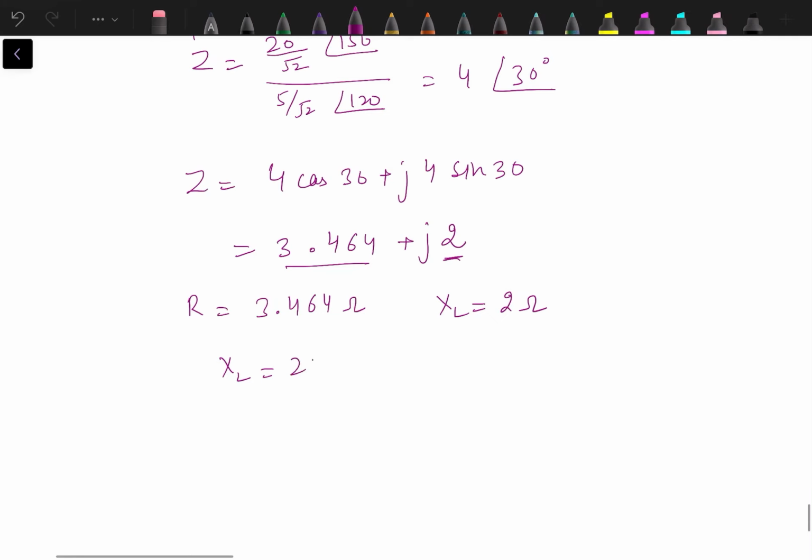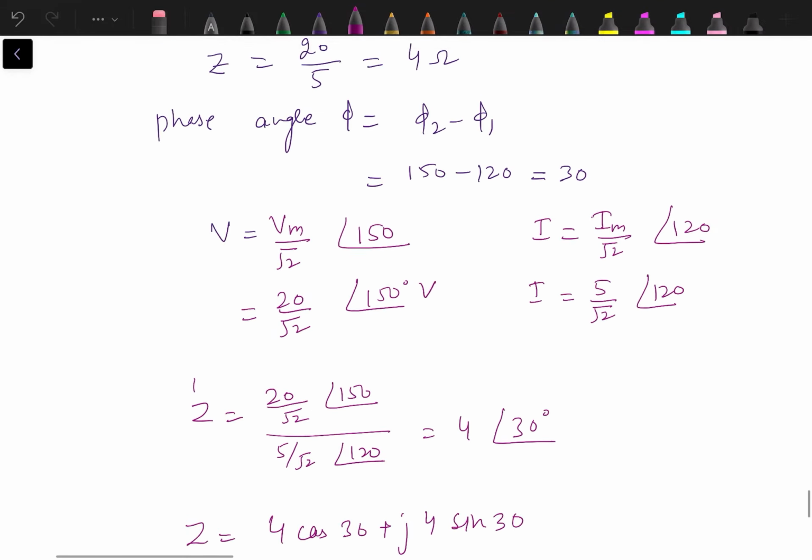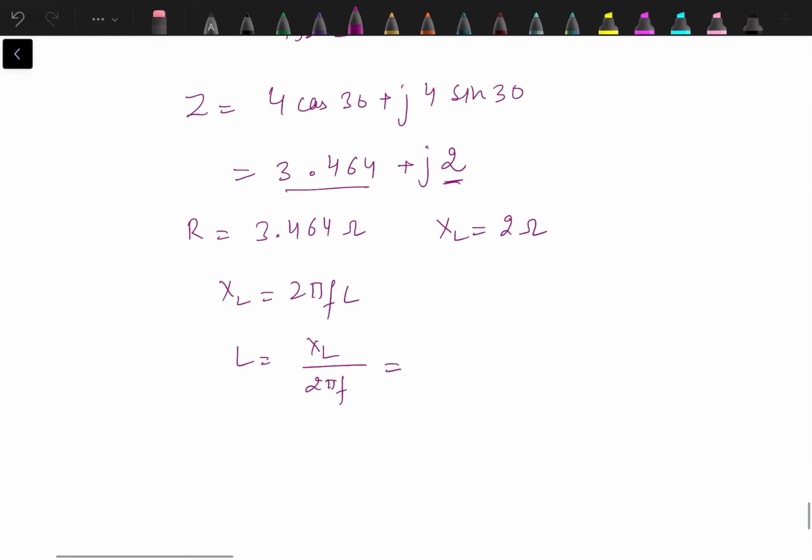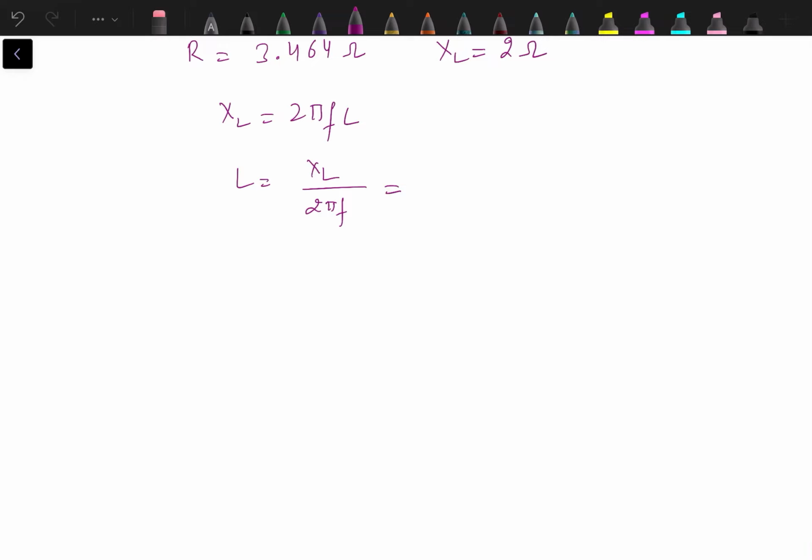XL is 2 pi FL. So L is XL upon 2 pi F. This omega has value 314. Omega is 2 pi F. So XL 2 divided by 314 gives the value of inductance as 6.37 millihenry.